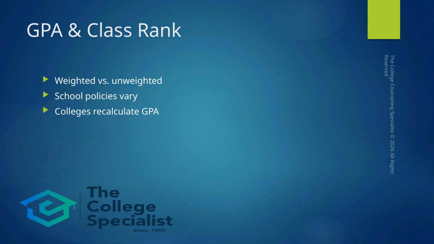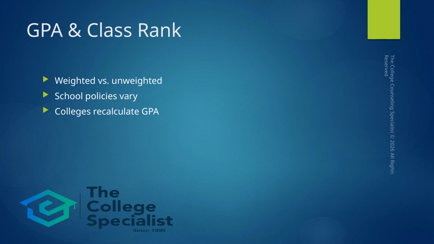GPA and class rank are two of the most misunderstood metrics in college admissions and two of the most inconsistently reported. Let's start with GPA. Most high schools report both weighted and unweighted GPAs, but the scale and calculation method can vary dramatically. A weighted GPA gives extra points for honors, AP, IB, or dual enrollment courses, while an unweighted GPA treats all classes equally, typically on a 4.0 scale.